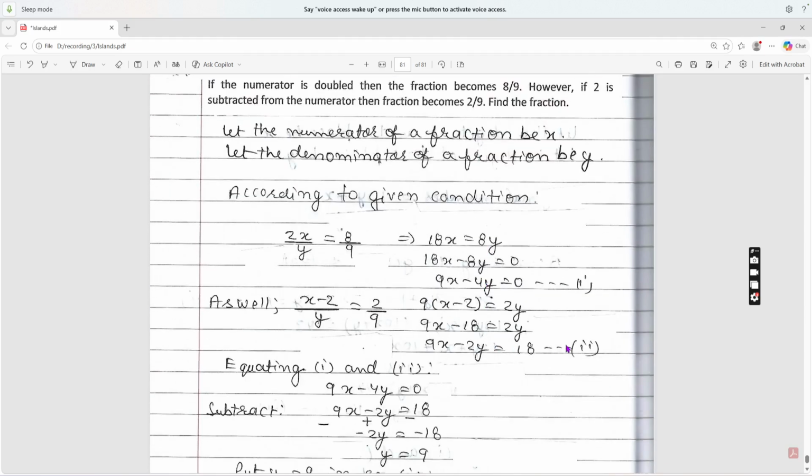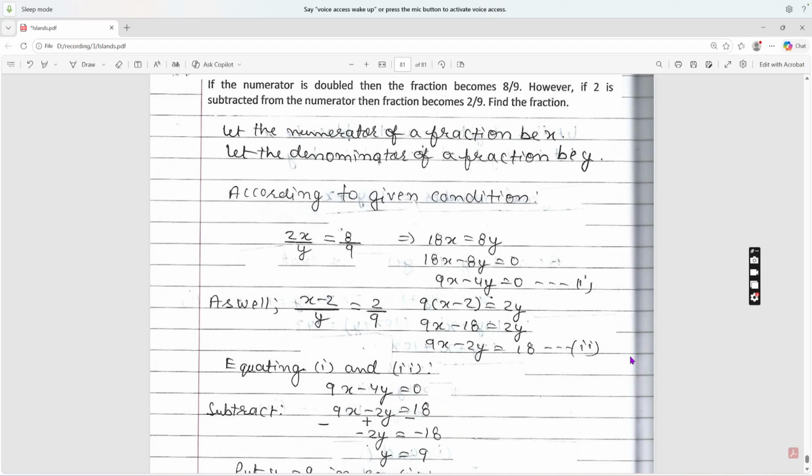Okay. If the numerator is doubled, then the fraction becomes 8 by 9. It is also one of the most amazing questions we can see. Let the numerator be x and the denominator be y. So the original fraction would be x upon y.